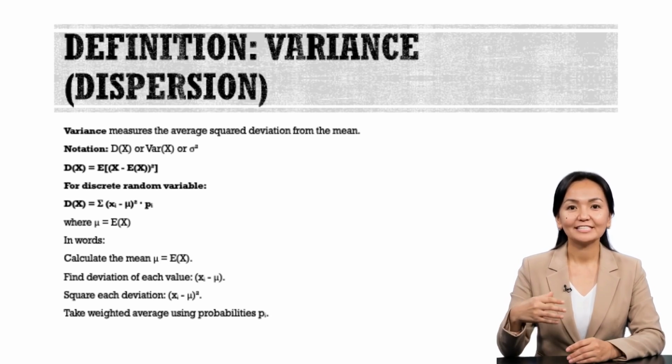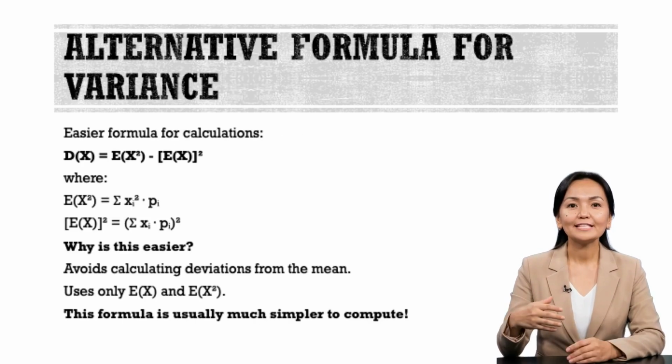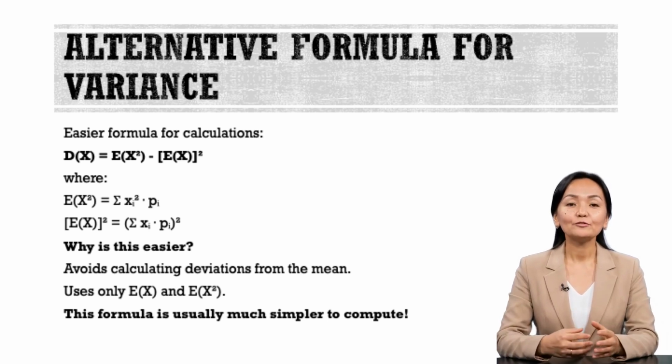This is why squaring is essential. The units of variance are the square of the original units, which is a limitation we'll address shortly when we discuss standard deviation. In practice, there's a much easier way to calculate variance that avoids the need to compute deviations from the mean. This is the alternative formula.